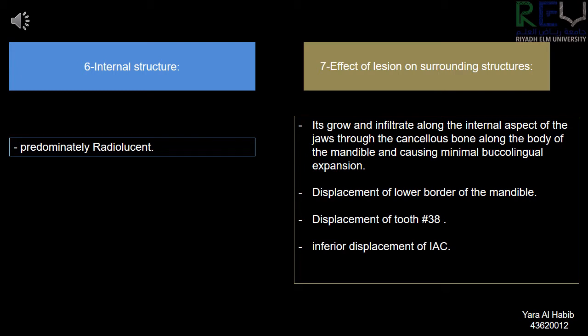Effect of the lesion on surrounding structures: it grows and infiltrates along the internal aspect of the jaw through the cancellous bone along the body of the mandible, causing minimal buccolingual expansion. Displacement of the lower border of the mandible. Displacement of tooth number 3-8 and inferior displacement of the inferior alveolar canal.